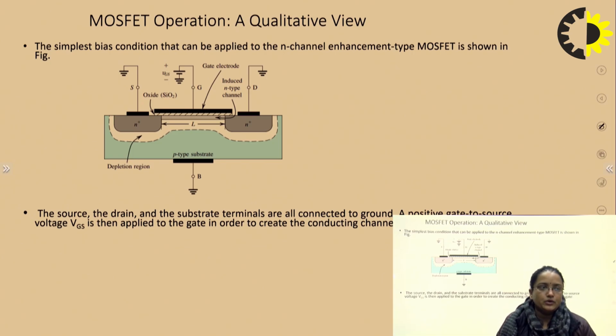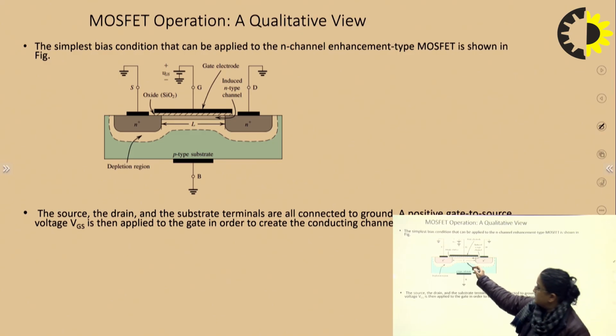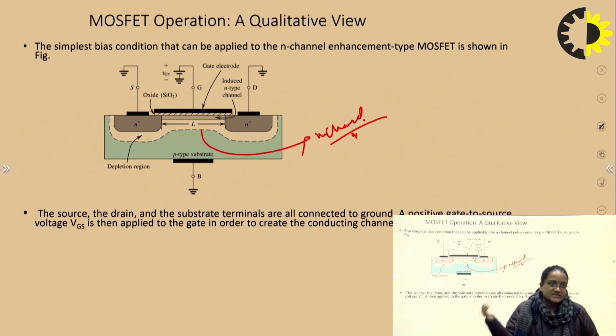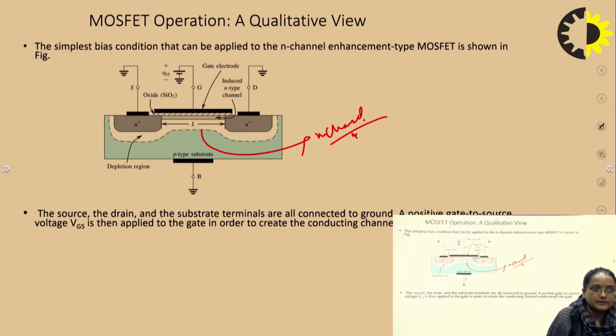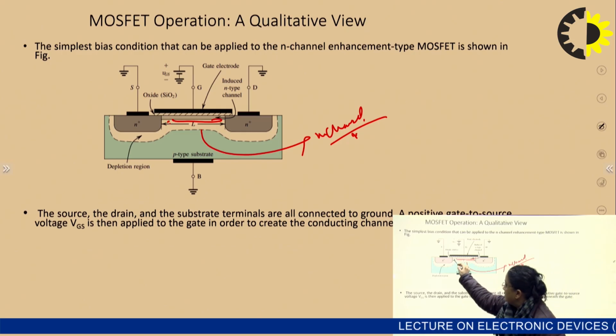This is another view, the simplest biasing condition that can be applied to the N channel. How it results in the formation of the N channel, we have to explain in the working of the MOSFET. The source, the drain and the substrate terminal are all connected to the ground. The positive gate to source voltage is then applied to the gate in order to create the conducting channel beneath it, particularly in this region.